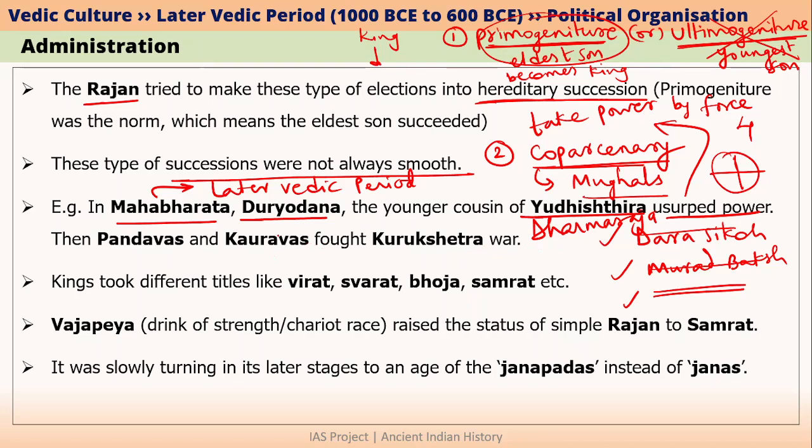Because of this usurpation of power by Duryodhana, what happened was Pandavas and Kauravas fought the Kurukshetra war. We already know what is the result of this war. Entire Kuru clan got destroyed because of this war.